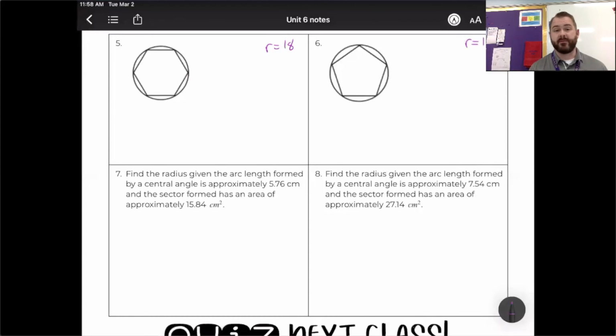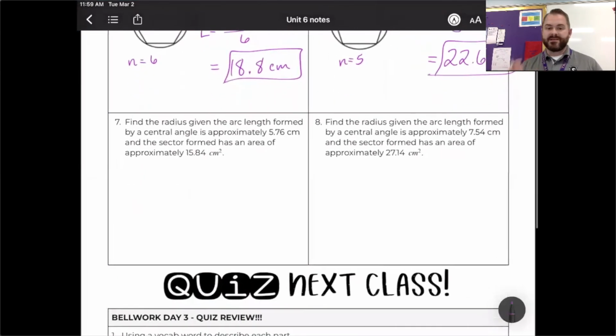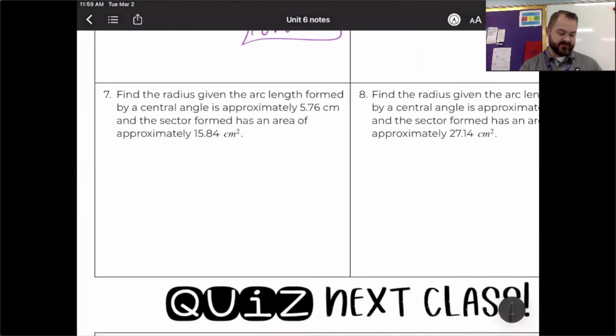If you need more time, go ahead and pause the video. Otherwise, this is what we should get. On number 5, the arc length for arc AB, 2 consecutive vertices, would be 18.8 centimeters. And for number 6, the arc length of arc AB between 2 consecutive vertices would be 22.6, because there's 5 sides to divide by on number 6, and there were 6 sides to divide by on number 5. So let's take a look at numbers 7 and 8.